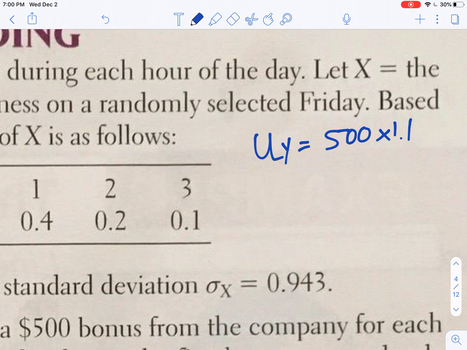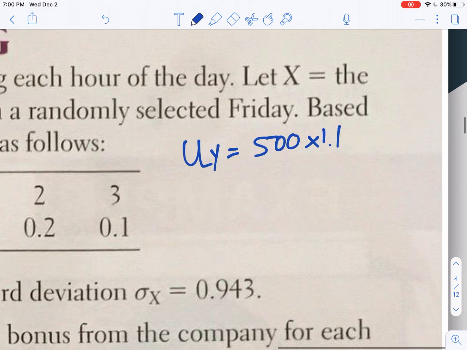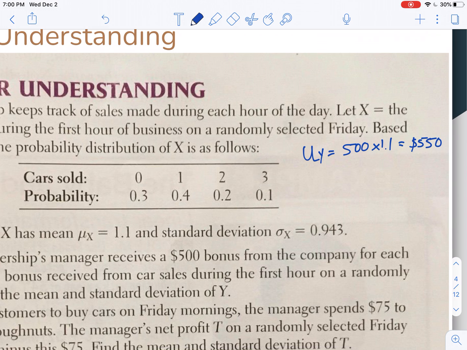and I know I should be able to do this in my head as a math teacher. This is going to end up being 550. I'm going to double check it on my calculator because I'm paranoid like that. And yeah, it's 550. So our mean is $550. This manager can expect to make $550 on an average Friday. So that's what they make.